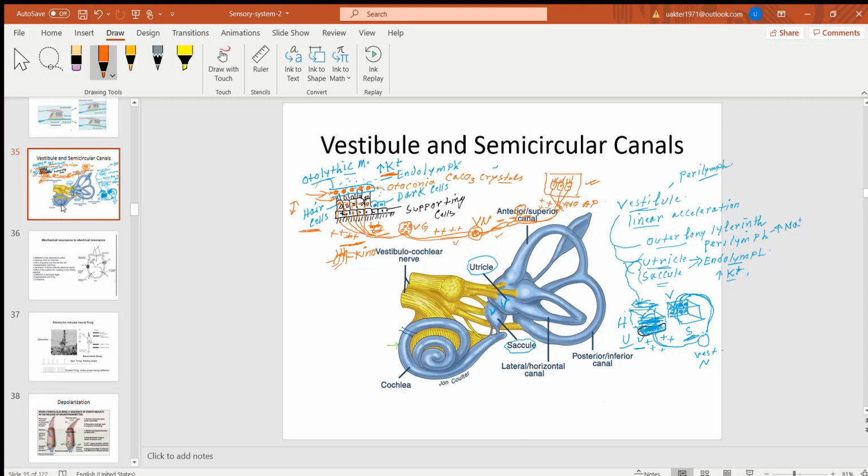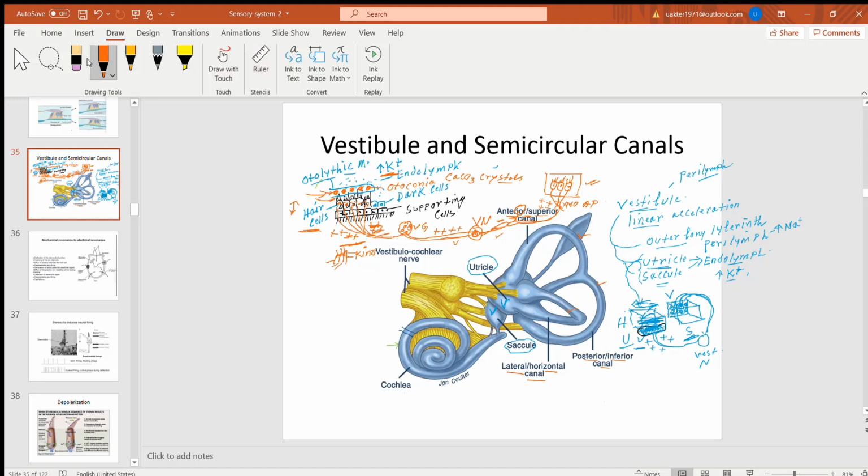Okay. Now I'll talk about the semicircular canals. There are three semicircular canals. One is towards your outer ear laterally, right? That is the lateral or horizontal canal. Another is towards the back of your head, and that is the posterior or inferior semicircular canal, and another is anterior or superior. It's like upwards. So these are the three semicircular canals.